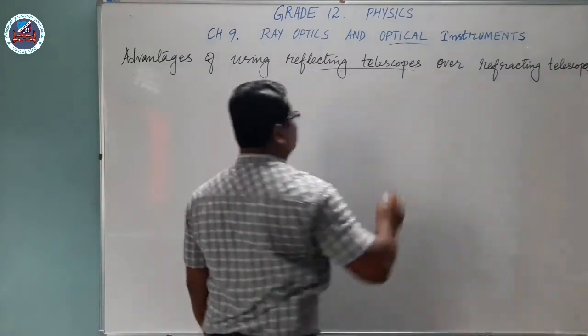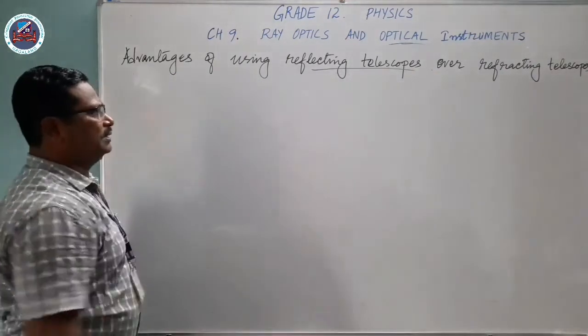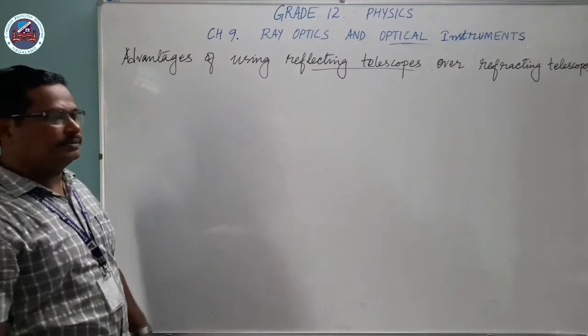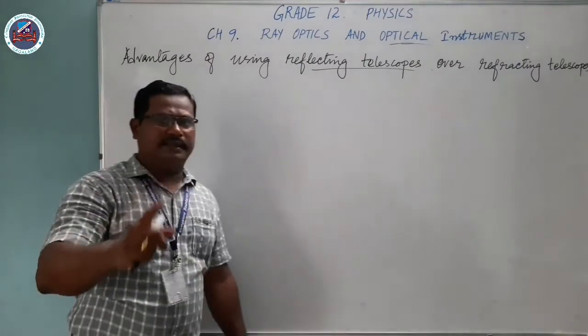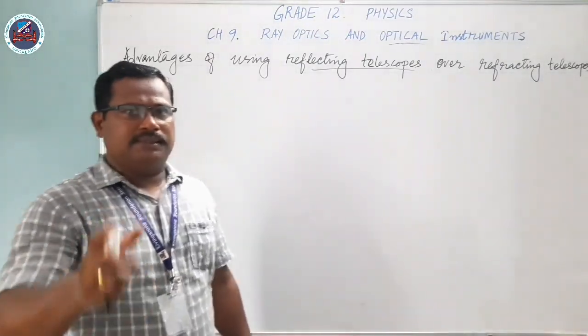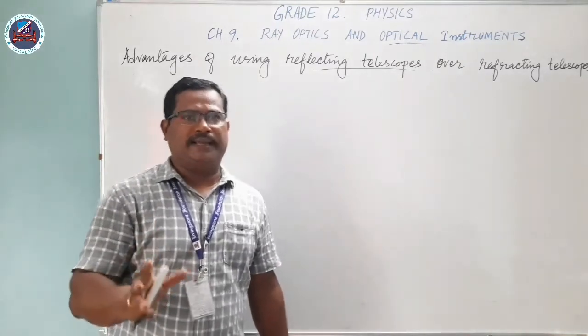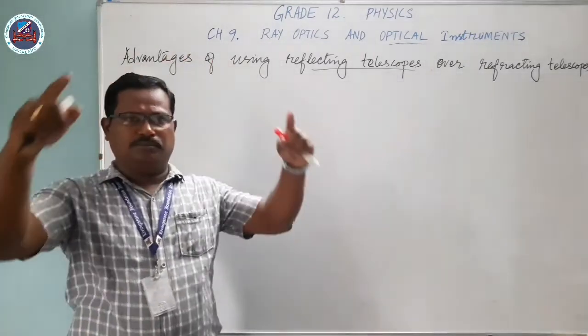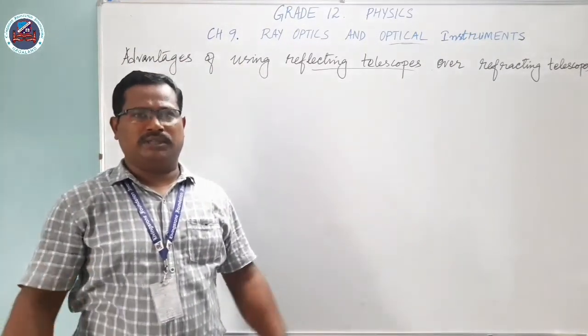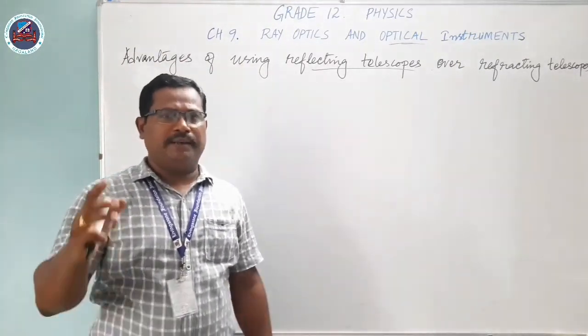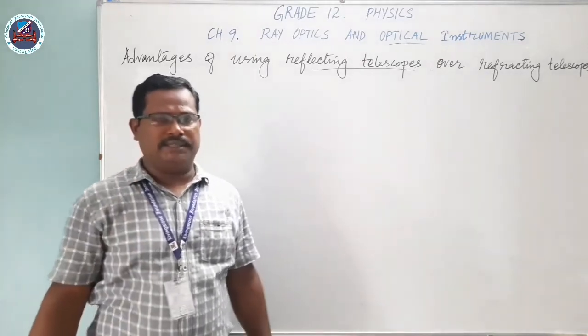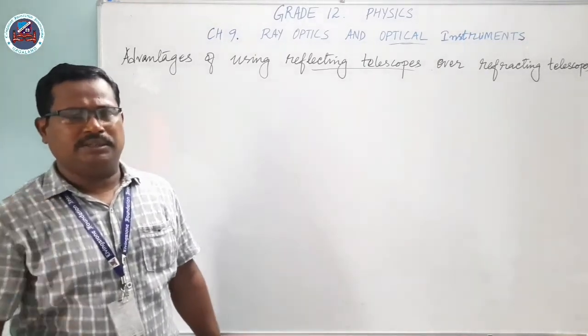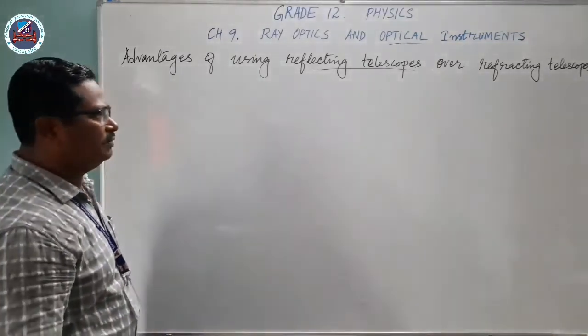This is the most important part here. Several times in board exams it is asked. The first advantage is that it is cheaper to make mirrors than lenses. Making large objective lenses is very costly, but making a mirror of larger diameter, that is larger aperture, is much cheaper. That is the first advantage.